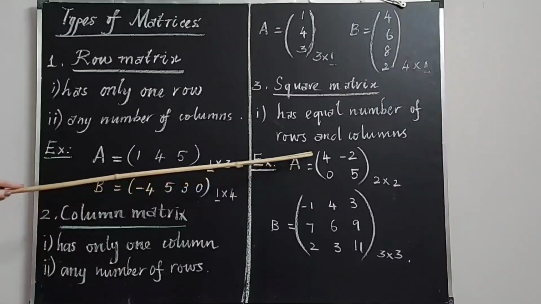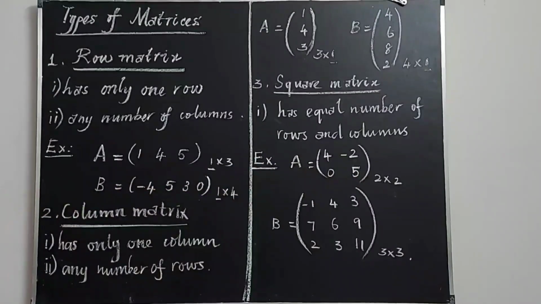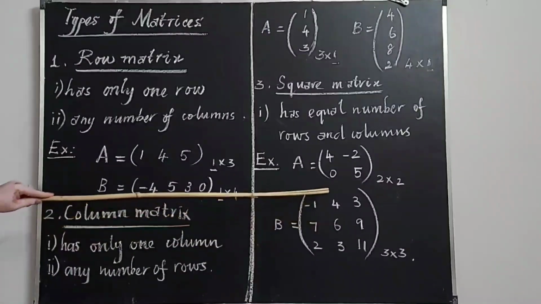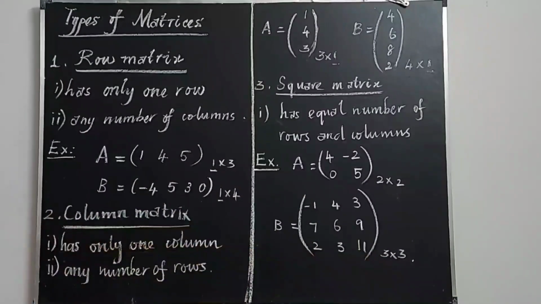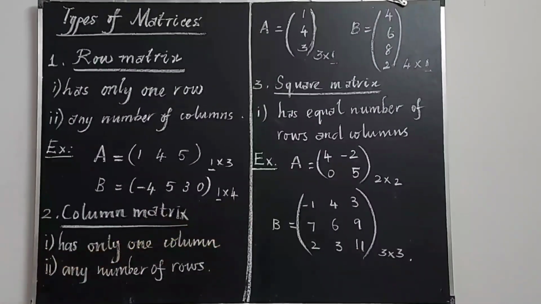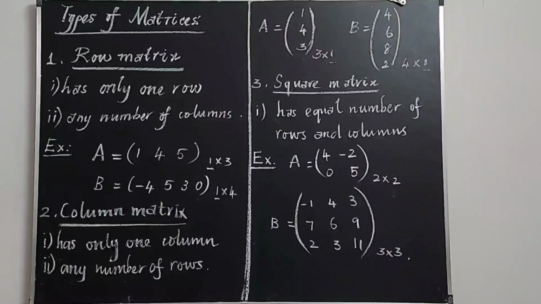Look at matrix A. It has 2 rows and 2 columns. So, it's known as a square matrix. Matrix B, how many rows? 3 rows. And how many columns? 3 columns. So, its order is 3 by 3. Therefore, it is known as the square matrix. So, a matrix which has equal number of rows and columns is known as the square matrix.